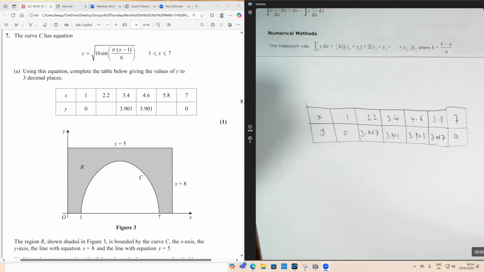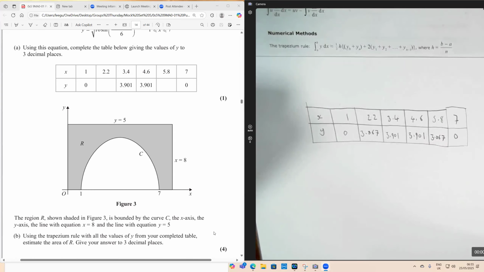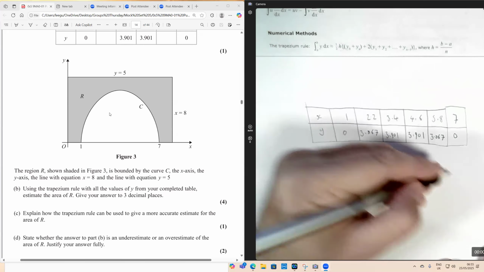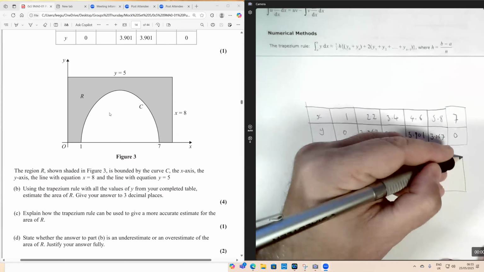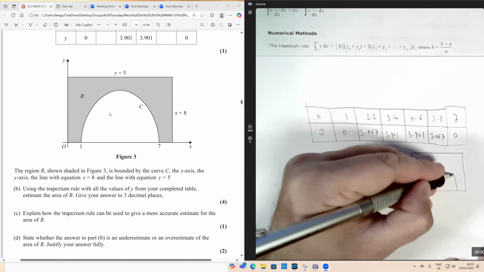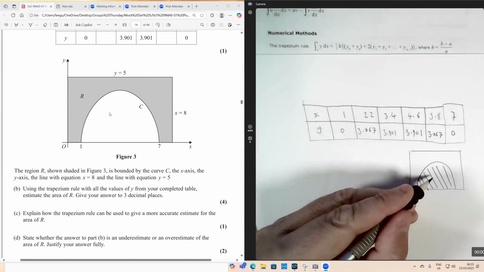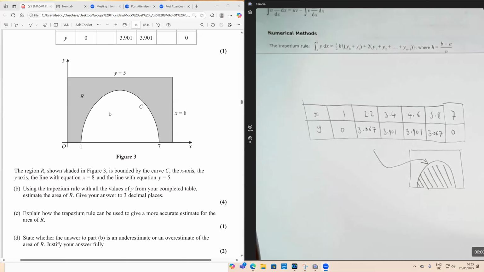The region R, shown shaded in figure 3, is bound by the curve C, the x-axis and the y-axis, the line with the equation x equals 8 and the line with the equation y equals 5. Using the trapezium rule with all of the values of y from your completed table, estimate the area of R, giving your answer to 3 decimal places. Now, in this case, the trapezium rule is going to give us an approximation to this area that I've just shaded here underneath the curve.